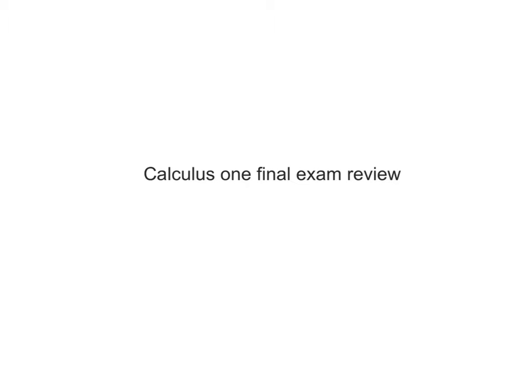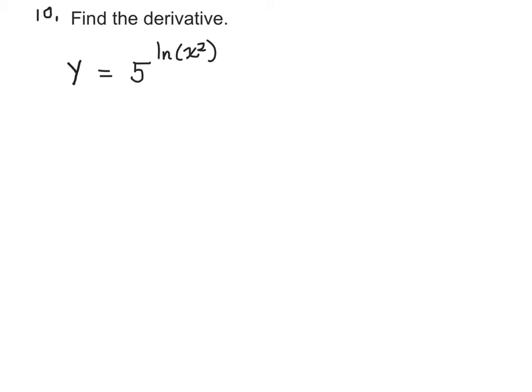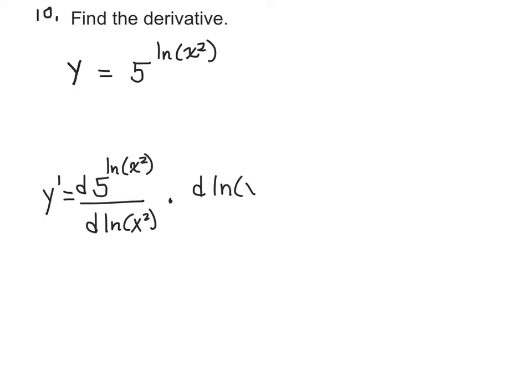So here we go. In this problem, we're going to find the derivative y prime. We're going to need to use the chain rule. So we're going to take the derivative of 5 to the natural log of x squared with respect to the natural log of x squared, that's our outer function, times the derivative of the natural log of x squared with respect to x squared, times the derivative of x squared with respect to x, and there you can see our chain.